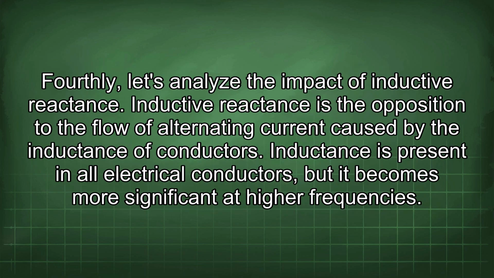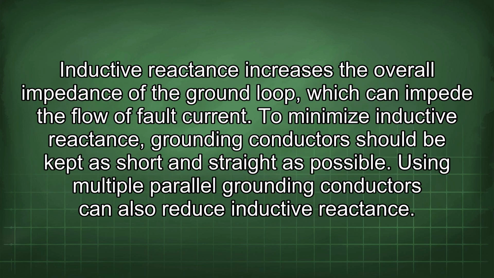Fourthly, let's analyze the impact of inductive reactance. Inductive reactance is the opposition to the flow of alternating current caused by the inductance of conductors. Inductance is present in all electrical conductors, but it becomes more significant at higher frequencies. Inductive reactance increases the overall impedance of the ground loop, which can impede the flow of fault current. To minimize inductive reactance, grounding conductors should be kept as short and straight as possible. Using multiple parallel grounding conductors can also reduce inductive reactance.